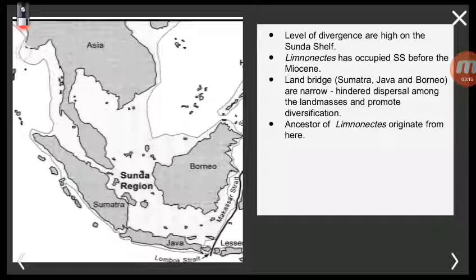The second factor is vicariance. When the sea level rises, it causes the Sunda Shelf to be fragmented. Thus, it also brings along the Limnonectes species. For example, the Limnonectes species in Sumatra will produce a new species, while in Java they also produce a new, different species, and all of this causes Limnonectes to be more diverse. Hence, on Asia and the Sunda Shelf, morphologically cryptic but molecularly distinct species are present in different areas.